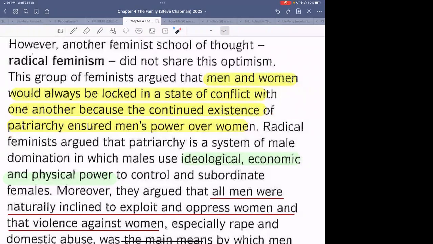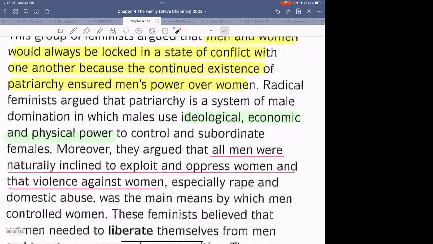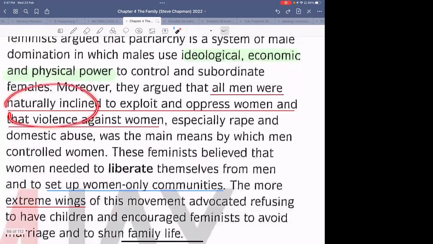Radical feminists argued that patriarchy is a system of male domination in which males use ideological, economic, and physical power to control and subordinate females. Moreover, they argued that all men were naturally inclined to exploit and oppress women, and that violence against women, especially rape and domestic abuse, was the main means by which men controlled women. These feminists believed that women needed to liberate themselves from men and to set up women-only communities. Remember the idea of segregation?